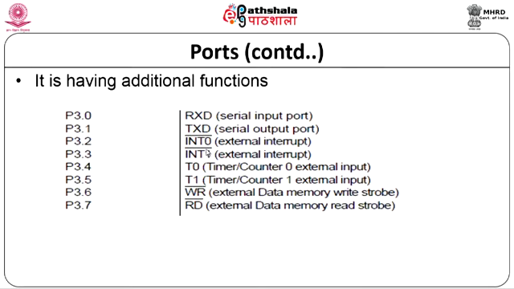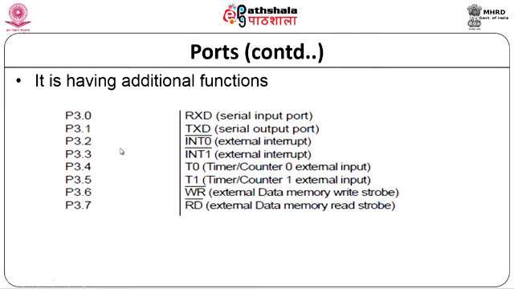So, port 3 has multiple functions. In port 3, pins 3.0 and 3.1 are used for serial port communication. That means RS-232 communication can be achieved through these particular pins. So, this 8051 is not used only for parallel communication, it can support serial communication also. And pins 3.2 and 3.3 will be used for interrupts. So, external interrupts can also be accepted by these pins, P 3.2 and 3.3.